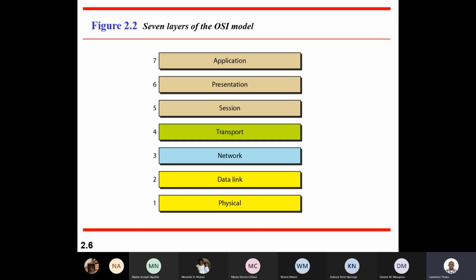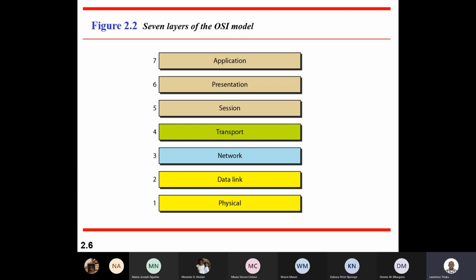So let's look at these 7 layers. We start from the lower layers to the middle layers, and of course to the higher layers. In the lower layers, we have what we call the physical layer and the data link layer.